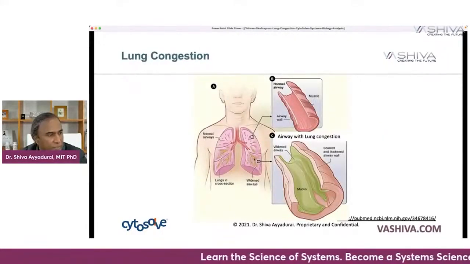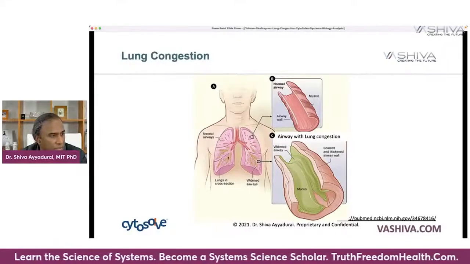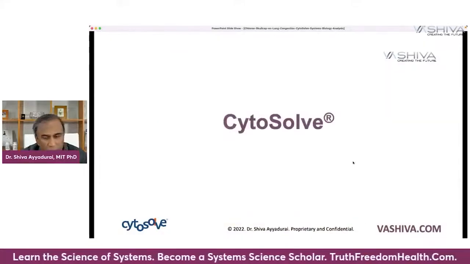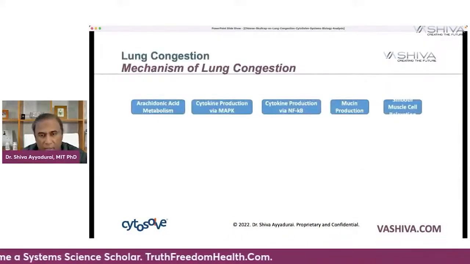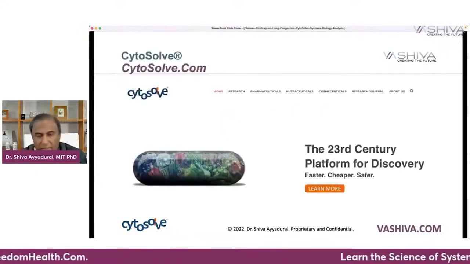Here are your lungs, the left lung and the right lung. Here are sort of your normal air pathways. Here are congested pathways. So the top are normal, the bottom are congested. But anyway, what I want to let you know is that the way we understand these pathways and how skullcap affects them is using a tool called Cytosolve. Cytosolve, you can go to cytosolve.com.